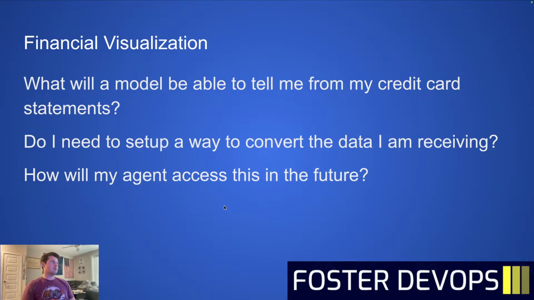Today we'll have a couple questions answered, and perhaps these questions will still be open. What will a model be able to tell me from my credit card statements? Do I need to set up a way to convert the data I'm receiving, which we would need if I was having any PDF format data or anything else? Maybe I have access to the API. And how will my agent access this in the future?